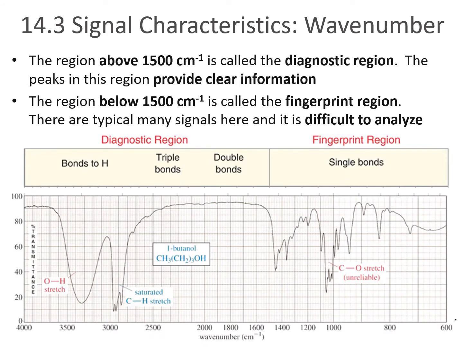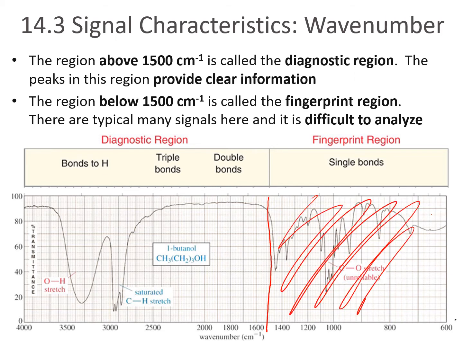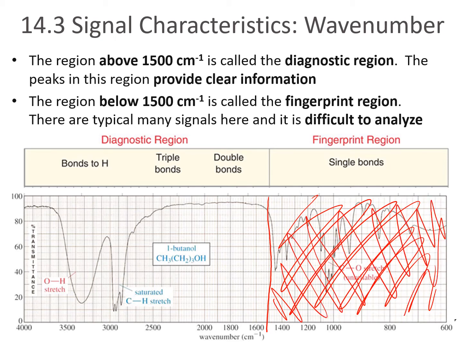The region above 1500 is our diagnostic region. Anything below that is called the fingerprint region, and it's extremely difficult to analyze. So 1500, who cares? We're not going to be using the fingerprint region for functional group identification. We're going to be focused on the diagnostic region, and we're going to understand wave number, intensity, and shape of a peak, and how it gives us information on the functional groups present.